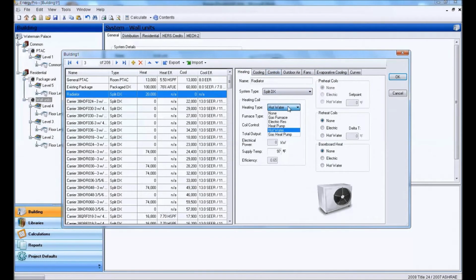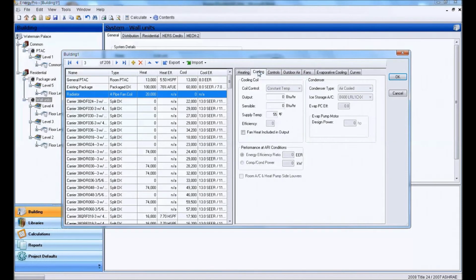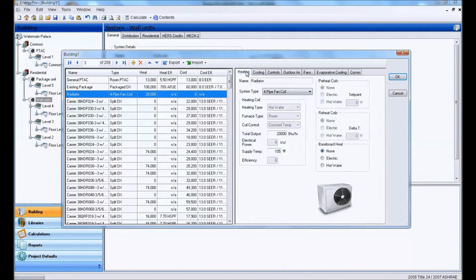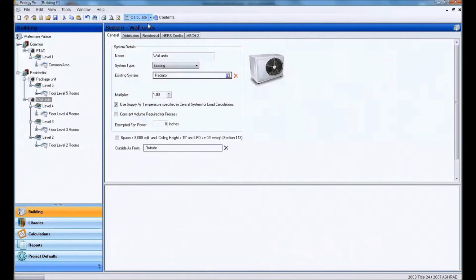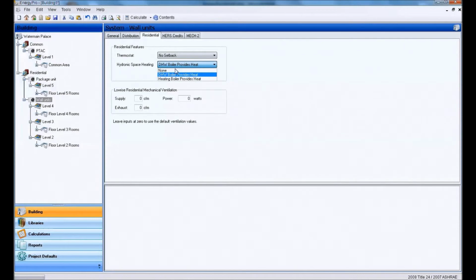But if I did have a fan coil that did do cooling, I could say it's a 4-pipe fan coil, and Energy Pro knows that my water heating system, based on my domestic hot water boiler, will be providing the system.